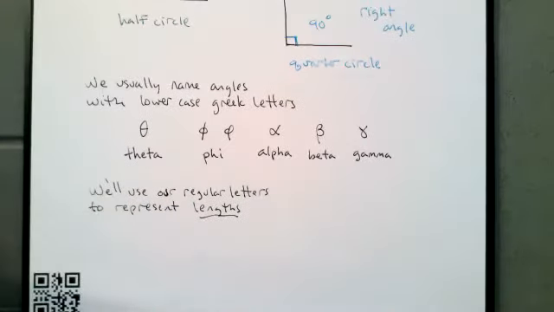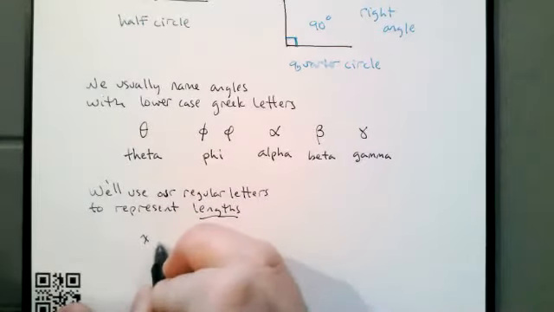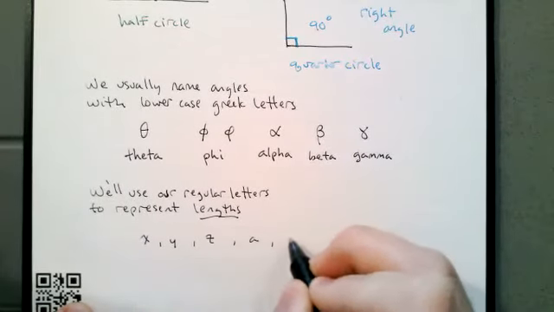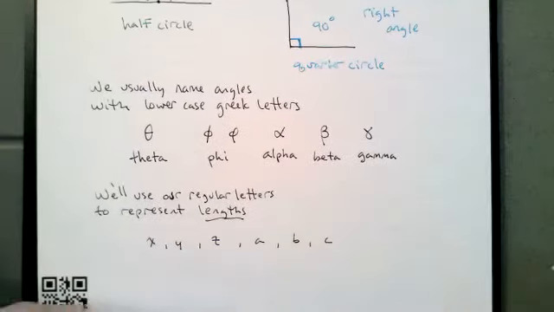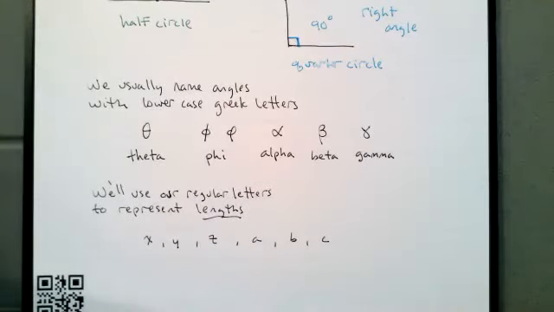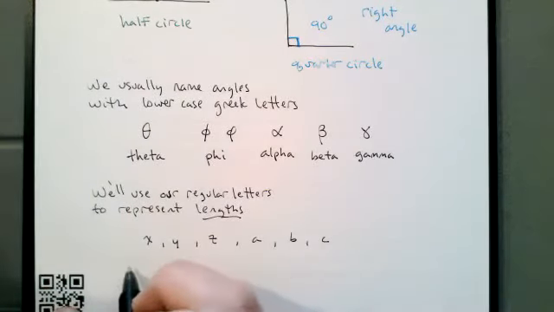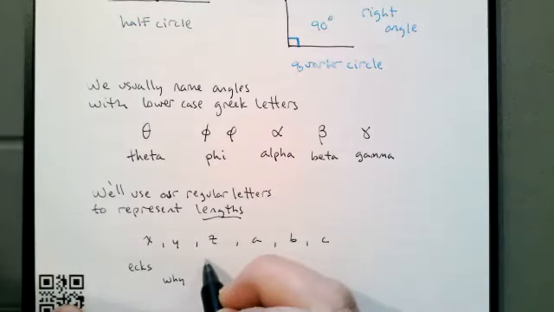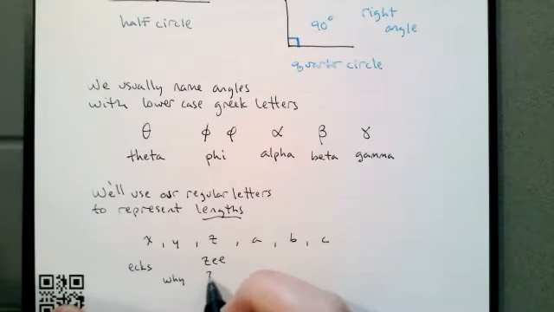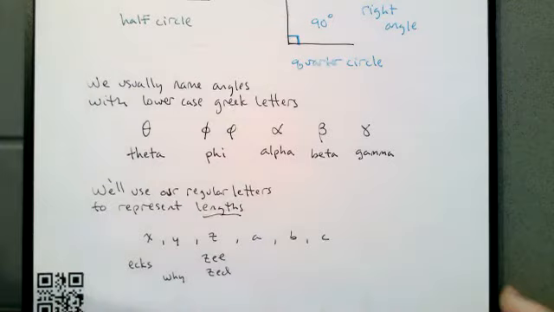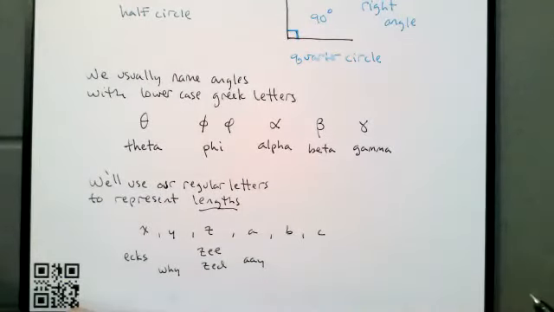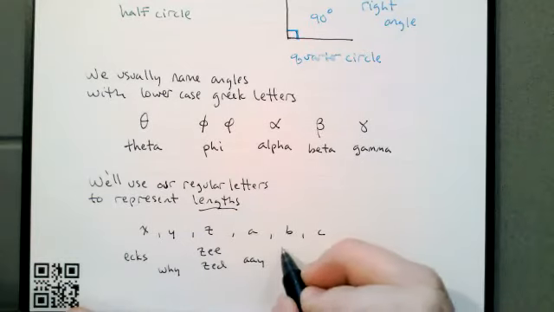So just to represent lengths, I'm going to be using things like X, Y, Z, A, B, C. So these are the ones that we're familiar with: X, Y, Z, or Z. A, the Fonzie letter. B.